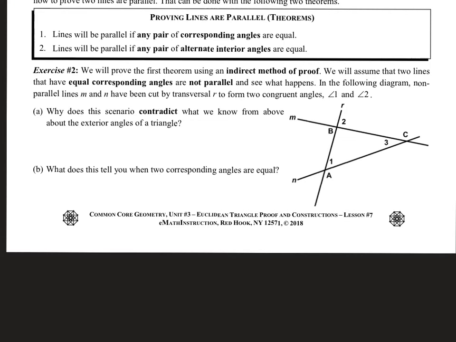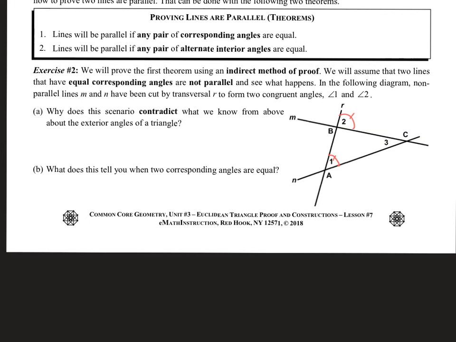In the following diagram, non-parallel lines M and N have been cut by transversal R to form two congruent angles 1 and 2. So we have angle 1 here and angle 2 here. So why does this scenario contradict what we know from above about the exterior angles of a triangle? Well, let's look at this piece of information that was given to us. We know that angle 1 and angle 2 over here are going to be congruent to each other. So I'm actually going to draw my arc marks and a tick mark through those to show that those two angles are congruent.